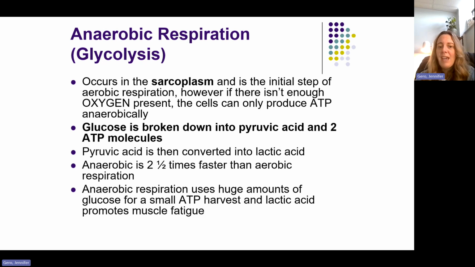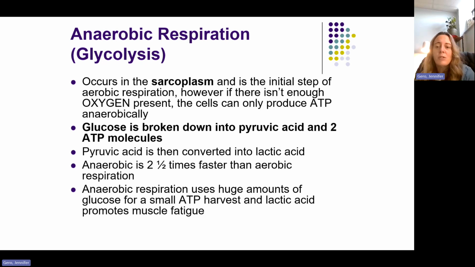That pyruvic acid is going to be converted into lactic acid. And again, we know lactic acid accumulates in the body and can bring our pH down. It causes soreness. If you've ever experienced that soreness in your muscles, you have done anaerobic respiration, and that lactic acid has accumulated in your body, and you have to get rid of it. There is a whole biochemical process called lactic acid cycling that you can learn about in biochemistry. Anaerobic glycolysis is 2.5 times faster than aerobic respiration, which is kind of a slow and steady thing.